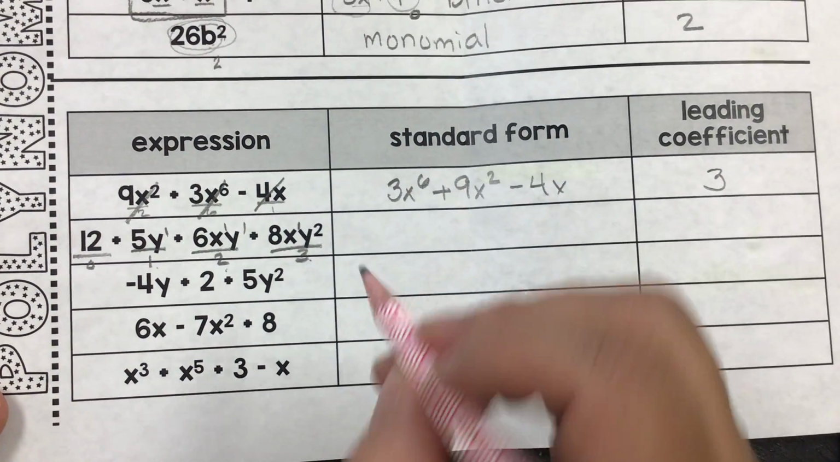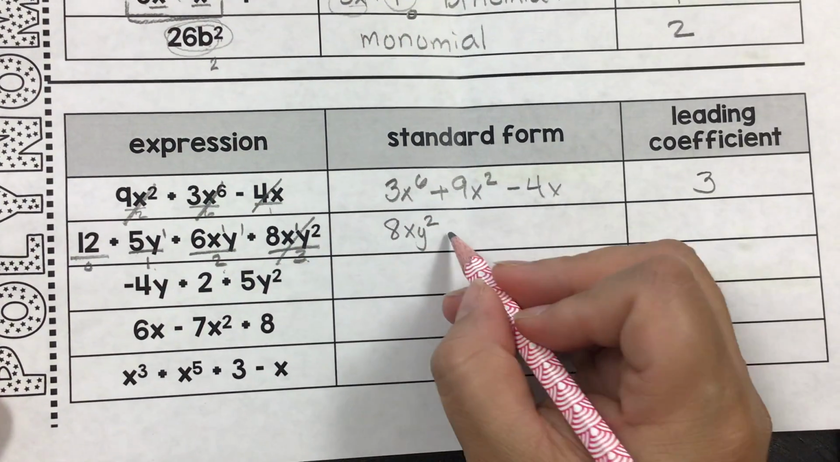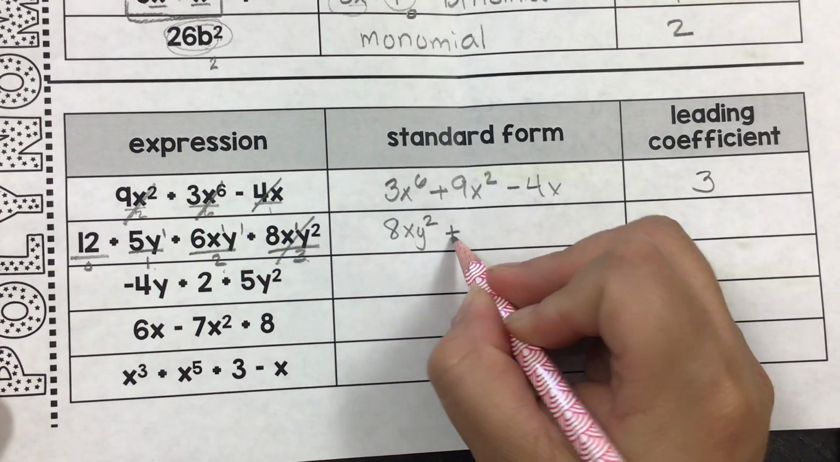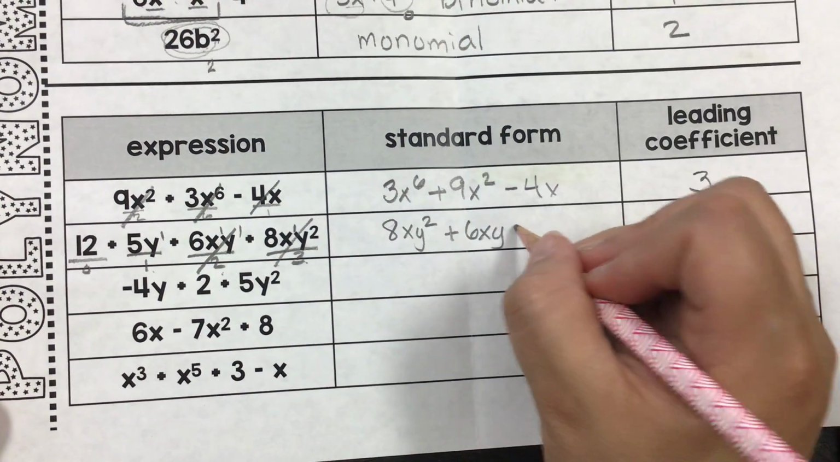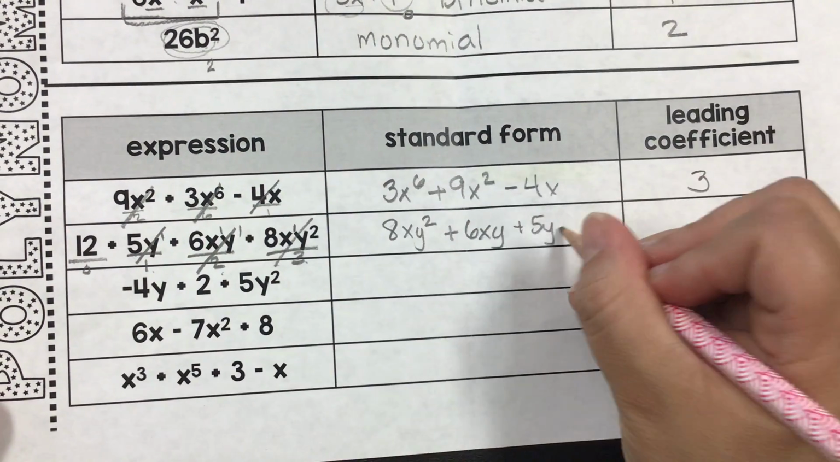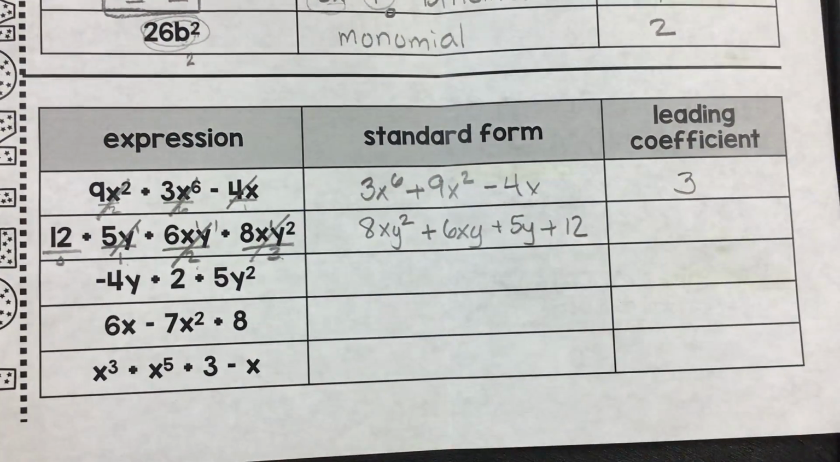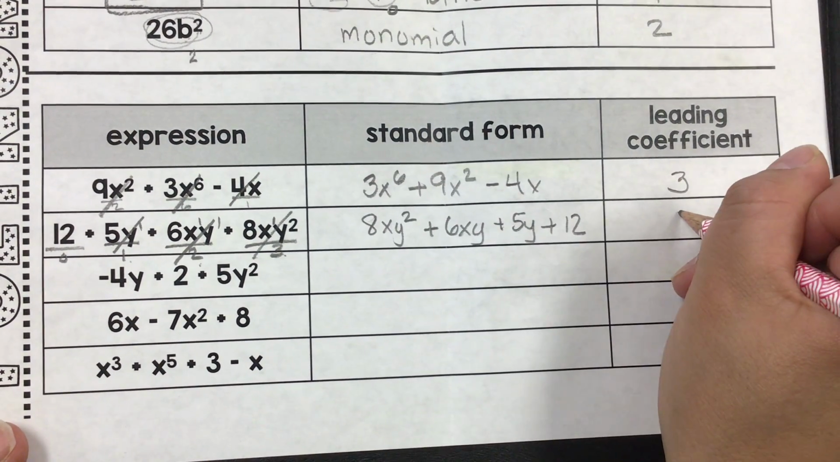Now we got to put them in order. 8xy squared is first. Then plus 6xy, because that's 2. Plus 5y, that has a degree of 1. And then plus 12. Making the leading coefficient 8.